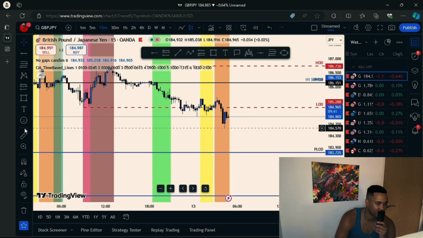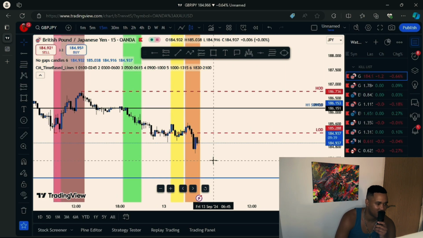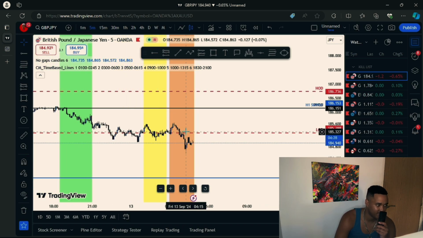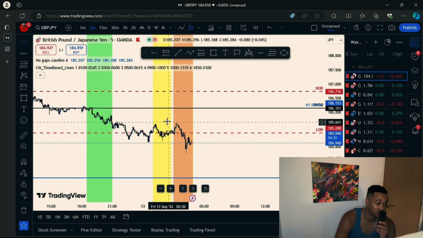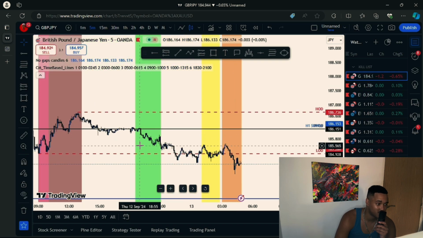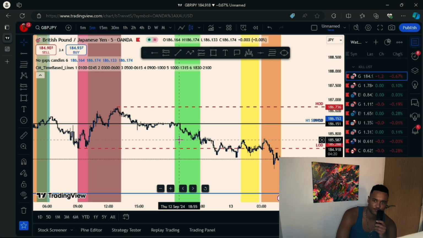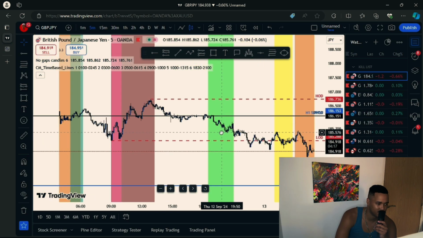But what I like to do is I like this session to play out, to do its thing, to do what it has to, and then afterwards I mark off my supply and demand zones for the day. Sometimes I can use it for the next day as well. But the day is Friday. Normally I don't trade on Friday, but I'm gonna make an exception.